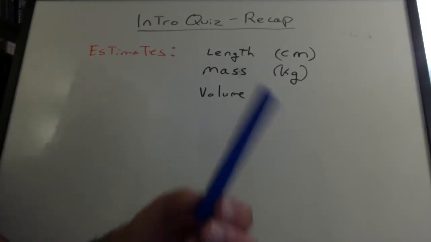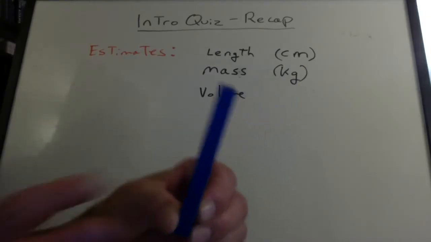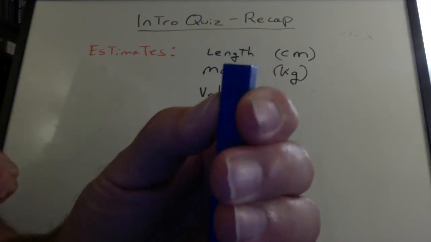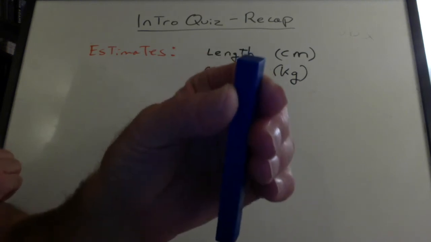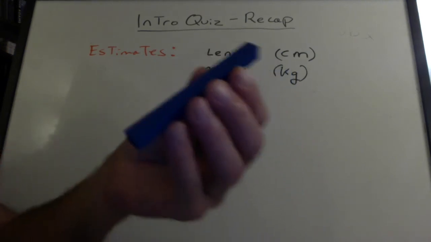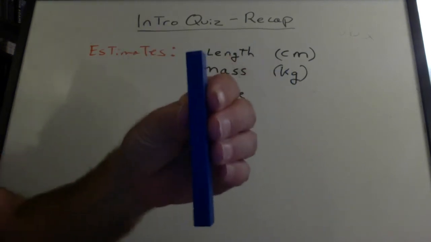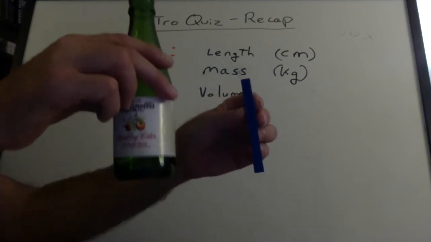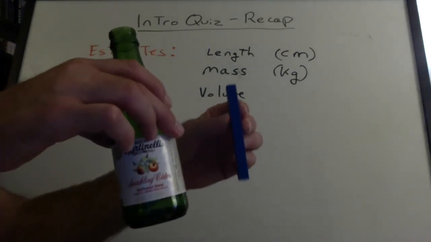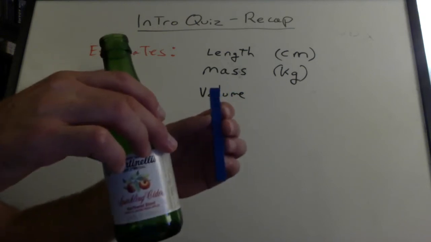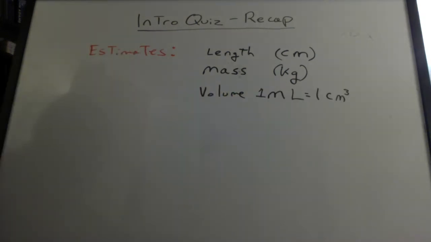Don't forget, I showed you what a cubic centimeter looks like in class. There's 1 cubic centimeter right at the tip here. 1 centimeter by 1 centimeter by 1 centimeter, that's a milliliter. So if this is 10 of them, take a look at the bottle. It gives you a rough idea of the size, the volume of what we're talking about. So 1 milliliter equals 1 cubic centimeter. You should know that from chemistry.